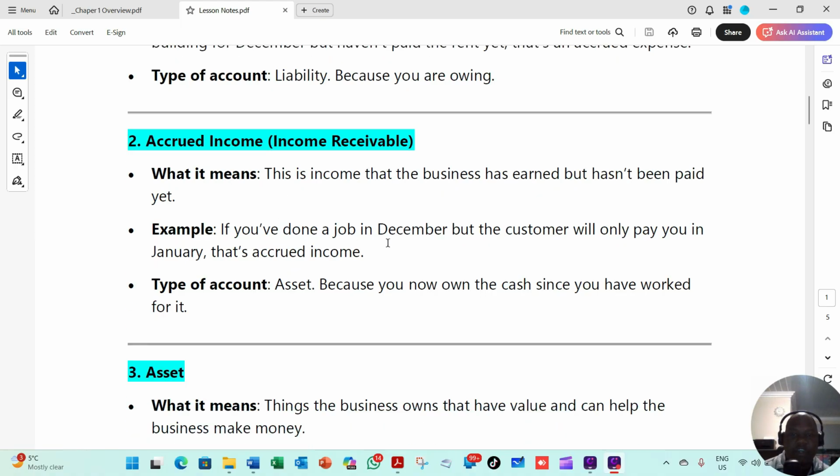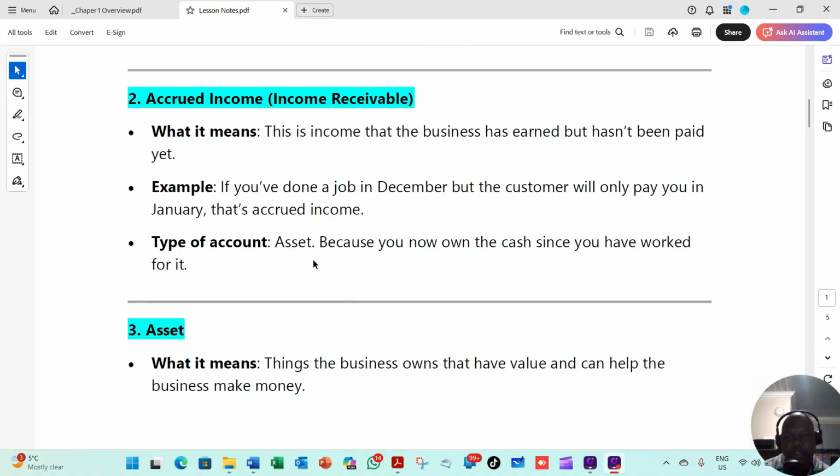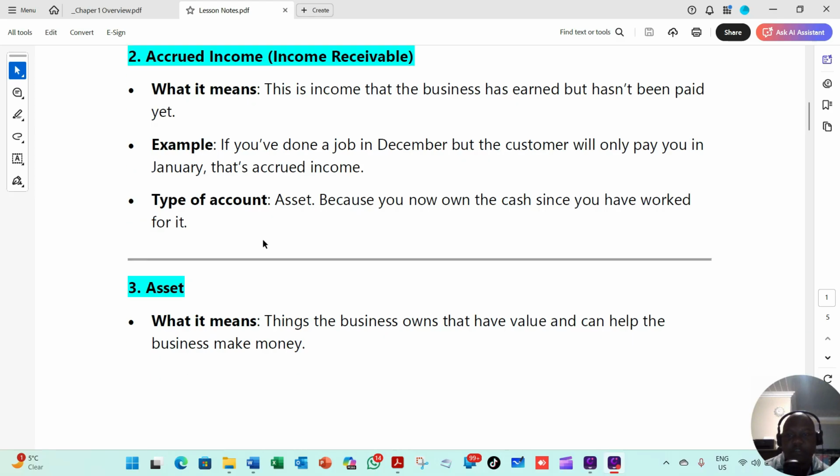It's like we've done a job, but the customer hasn't paid us, so it is accrued income. And the type of account is that it is an asset, because someone has our money, and cash is an asset. Yes, and then let's move on.